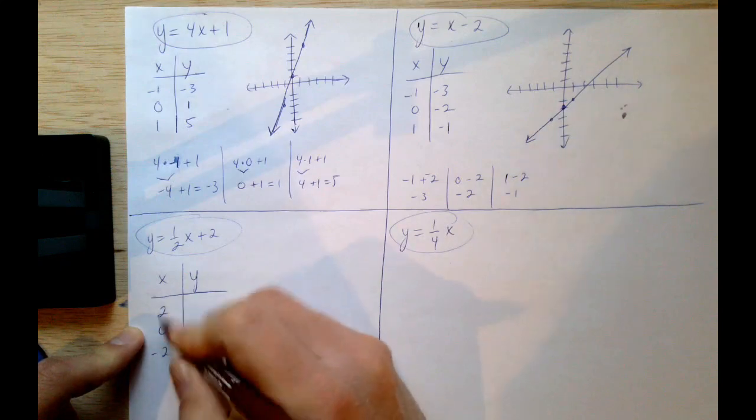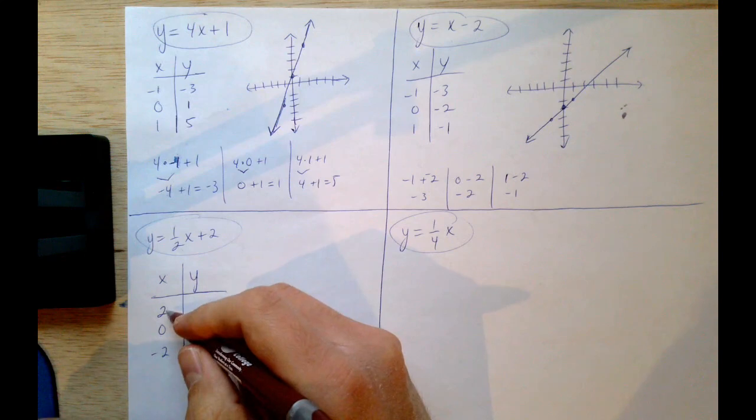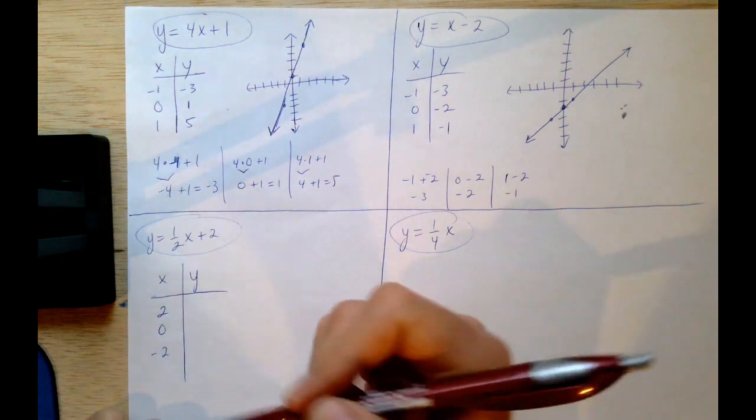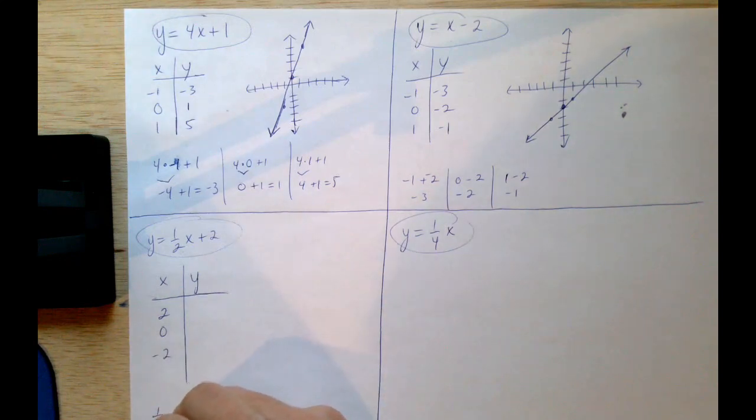I like to write these in order from least to greatest, but if you want to write them in order from greatest to least, that's fine. It's not going to change up your answer. All right, so now let's use the math. If x is 2 here, I have 1/2 of 2 plus 2.